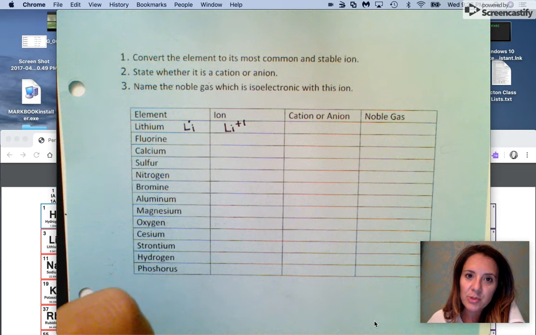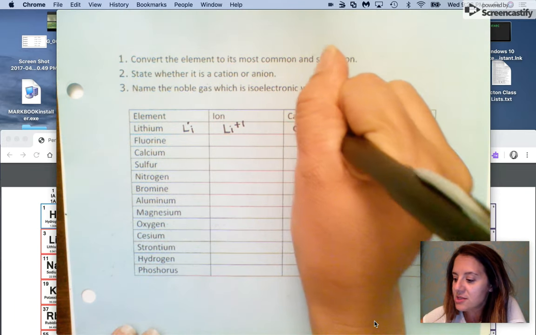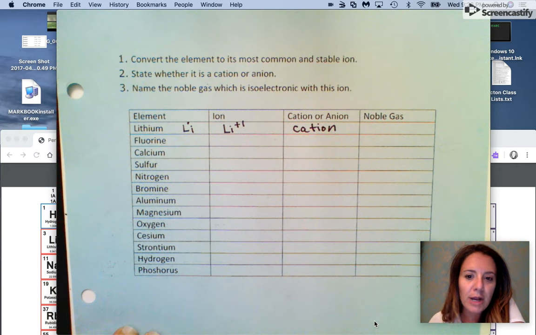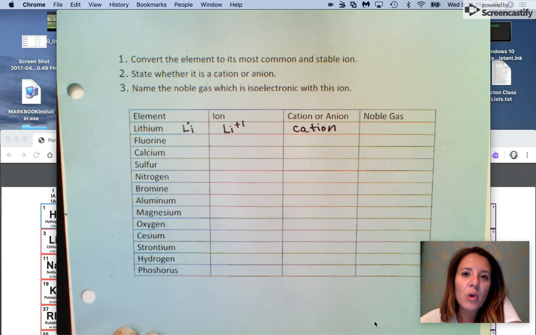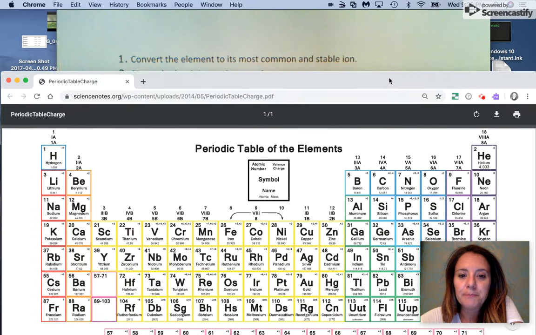When it has a +1 charge, it becomes a cation. All positive ions are called cations. So in that column, I'd like you to type out or write out the word cation. Then when I'm trying to decide what noble gas it is isoelectronic with, meaning when it gains or loses electrons, it now has the same electron configuration as a noble gas, I use my periodic table.